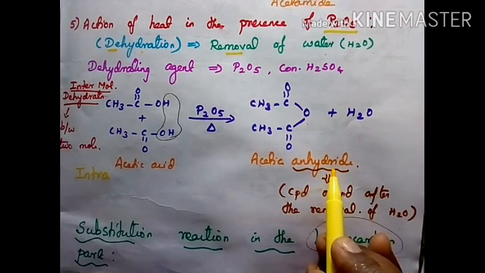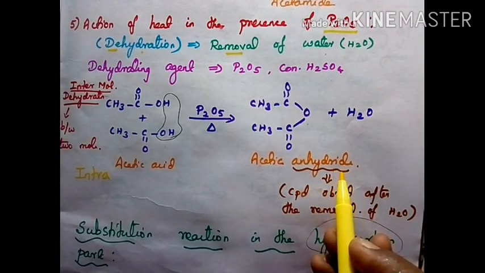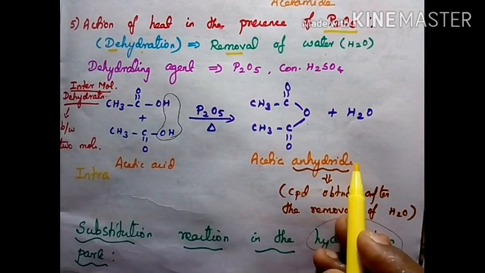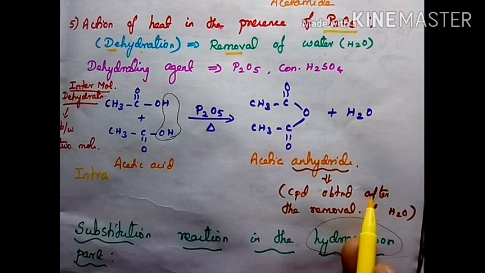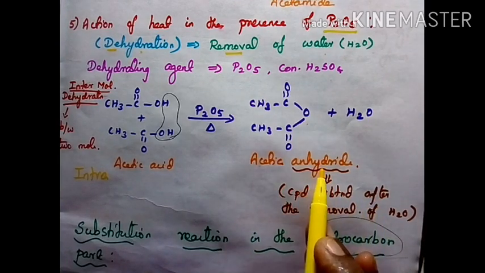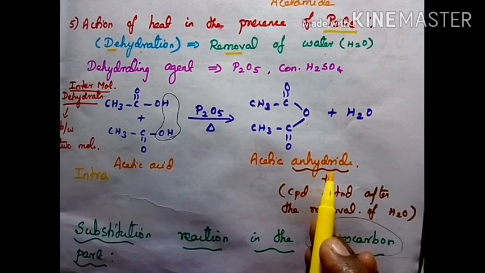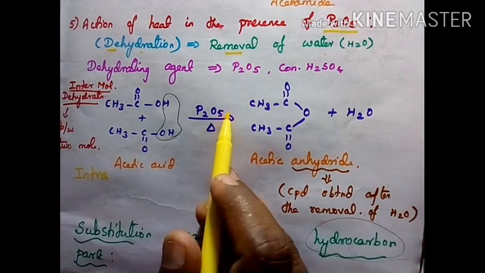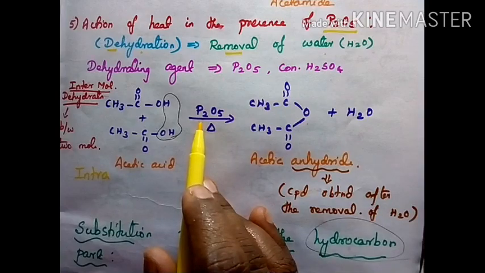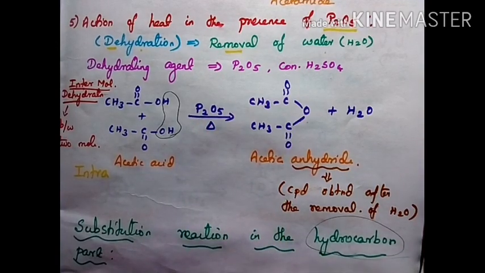What is an anhydride? Any compound obtained after the removal of water is called an anhydride. That means without water. So a powerful dehydrating agent here is P2O5. This is intermolecular dehydration.